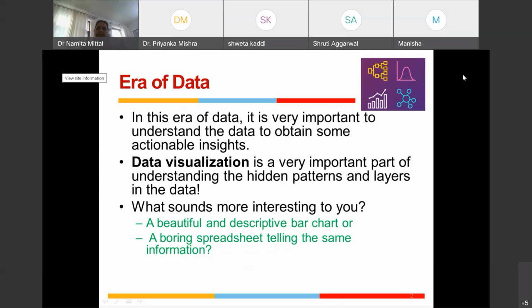Yes. So we'll start from data science. The focus on data science comes when we have data everywhere. It's the era of data, everyone knows it, and there are lots of advantages of having the data, and at the same time we have lots of data, so it becomes a problem for us. So how do we handle it meticulously so that we can use it properly, and how do we get the insights? Data visualization is a very important part of understanding the hidden patterns.